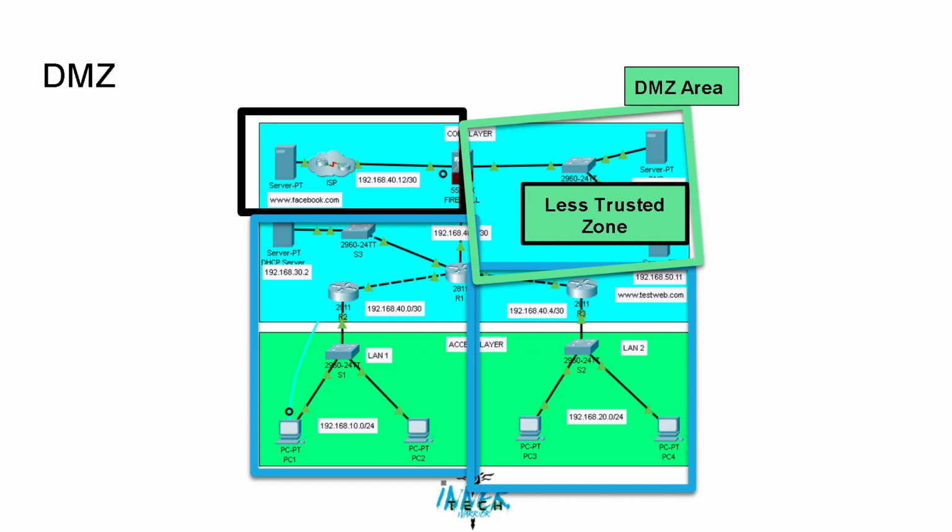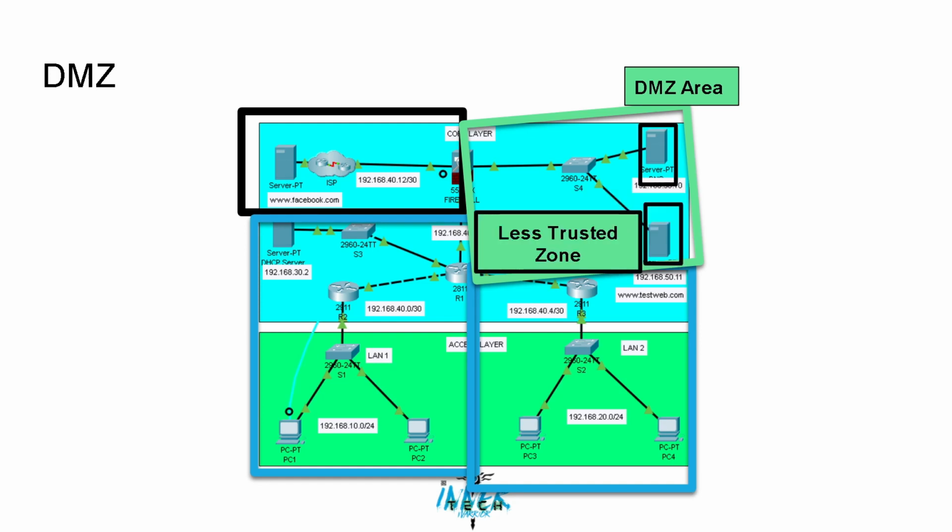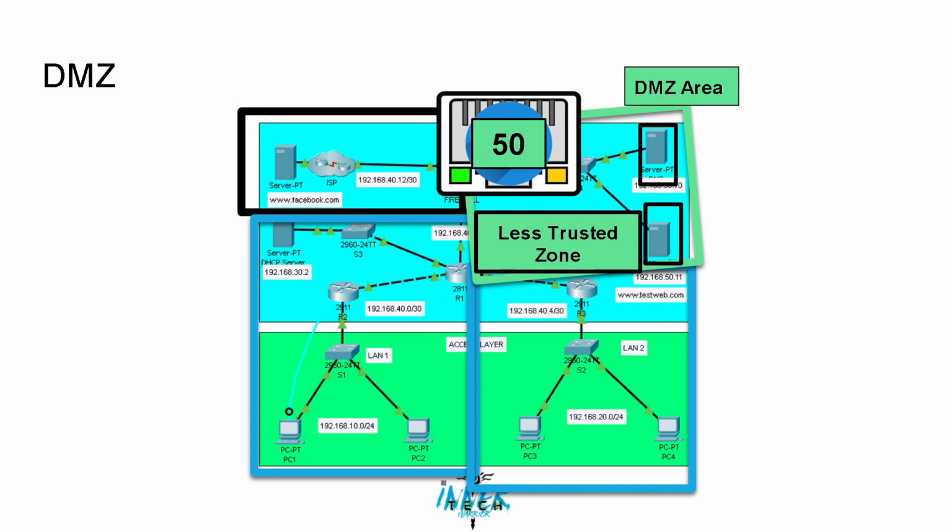Next, we have a DMZ. The DMZ, or demilitarized zone, is a less trusted zone than your internal network, but still more trusted than your external network. It's like a buffer between your private network and the public internet. It's where you typically place servers that must be accessible from the external network. That's why it's common to assign an intermediate security level to the DMZ interface, such as security level 50.